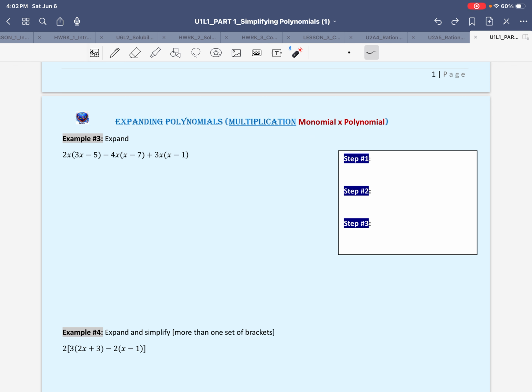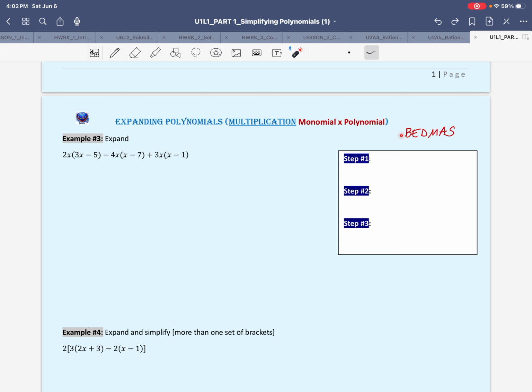So step number 1 is I would just examine the expression, because as you can see here, we have a combination of multiplications and subtractions and additions. And I want to know what multiplies what and what is being subtracted. So I would focus on the multiplications. Remember that BEDMAS is in power now, and we have to respect that.